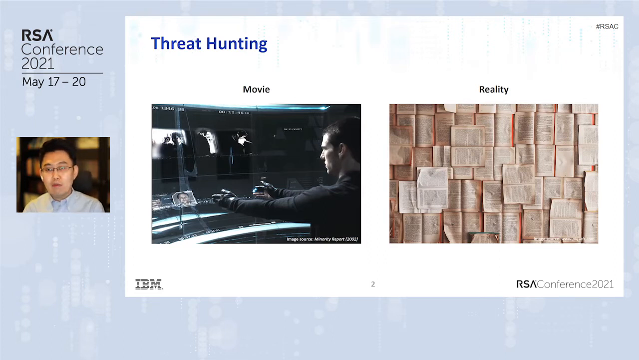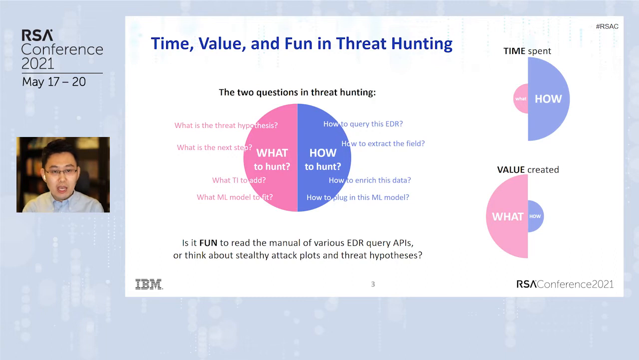In reality, we do have a lot of advanced threat investigation and hunting tools, such as SIEM, security information and event management system, and EDR, endpoint detection and response solution. But many different tools also come with many different manuals and API documentation to read and many different records to digest. So we end up spending the majority of our time on learning how to construct queries and how to interpret the query results, and then going through record by record to stitch observations from multiple tools, which often requires a significant amount of manual work. So the gap between movie and reality shows there are two types of questions in threat hunting: what to hunt and how to hunt.